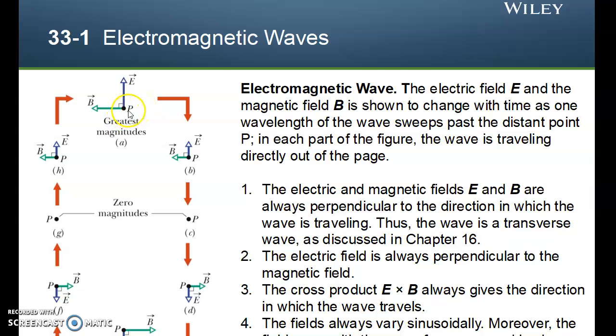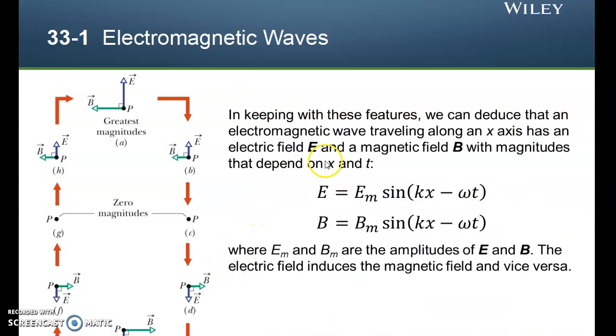So the electromagnetic wave is shown over here. You can see that at every point you've got an electric field and the magnetic field induced by it, or the magnetic field and the electric field induced by it. Be that as it may, they're always perpendicular to each other. Therefore the wave travels transverse to them, in the direction of the cross product of those two vectors. The fields vary sinusoidally, with the same frequency, and are in phase with each other.